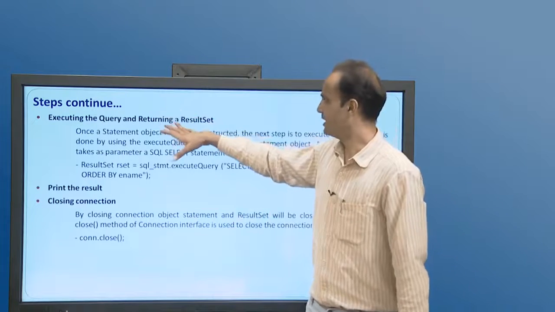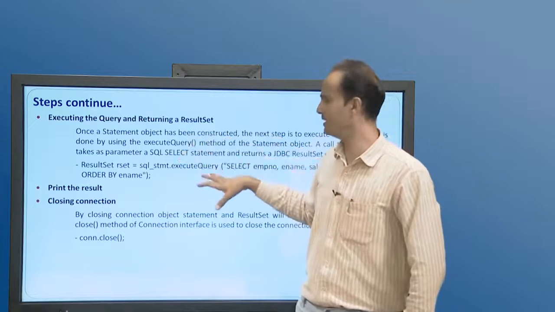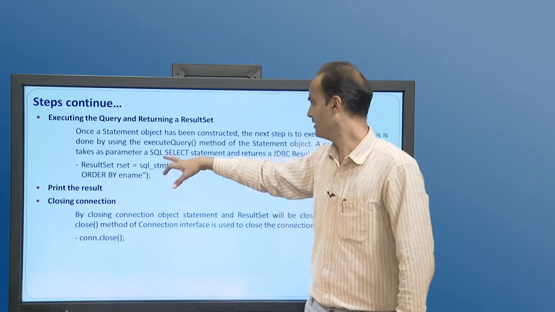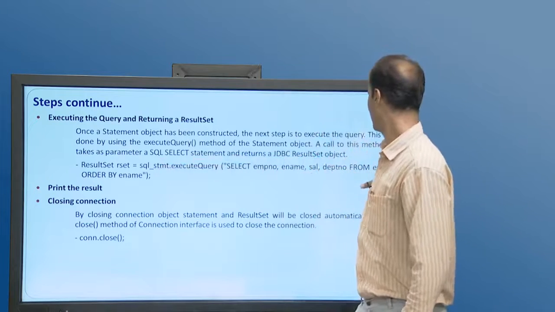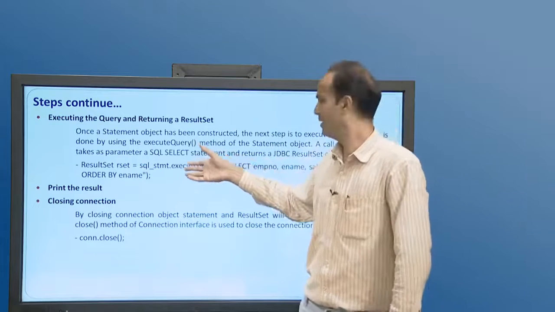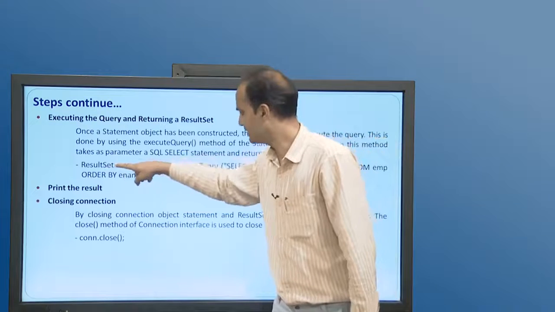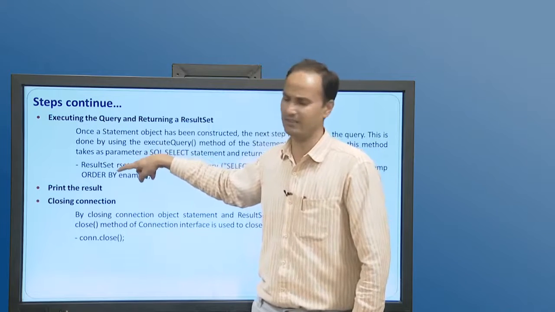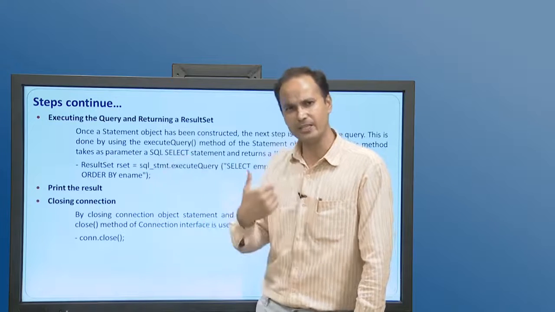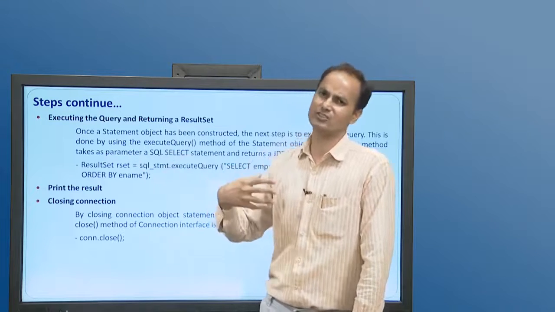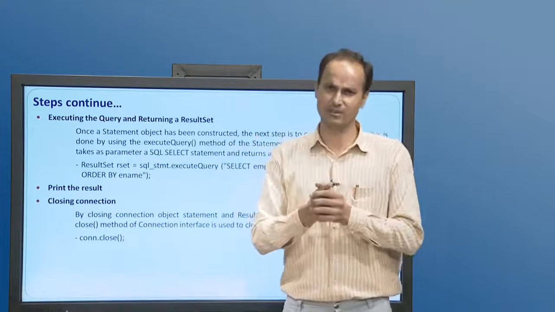The next step is to fire the query and return the ResultSet. We already know that we have a Statement instance from the previous slide. Then we are using it to fire a query: select employee number, name, salary, department from employee, order by employee name. Okay, and the returned records will be stored in the ResultSet instance rset, and we now have a number of records in this instance, and we can manipulate it using the methods of, we can say, a scrollable ResultSet to fetch records, all these things as we have received from the query.